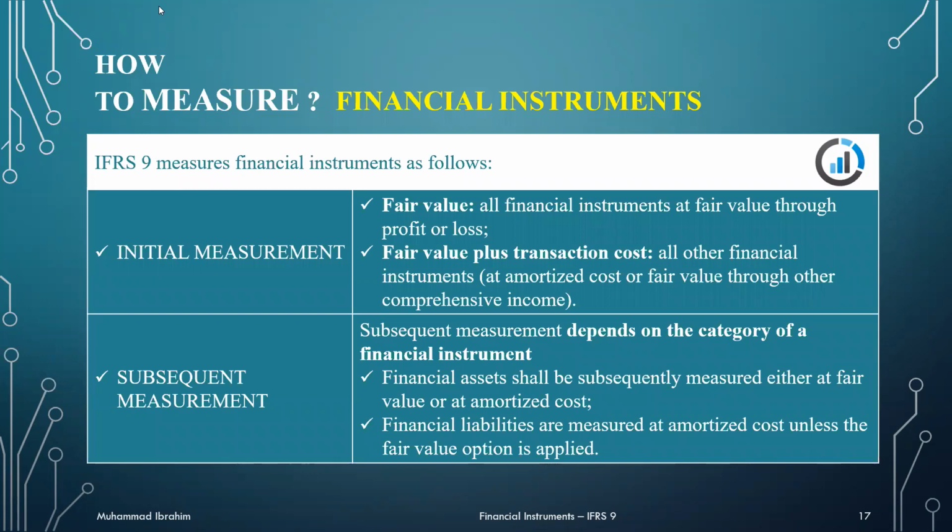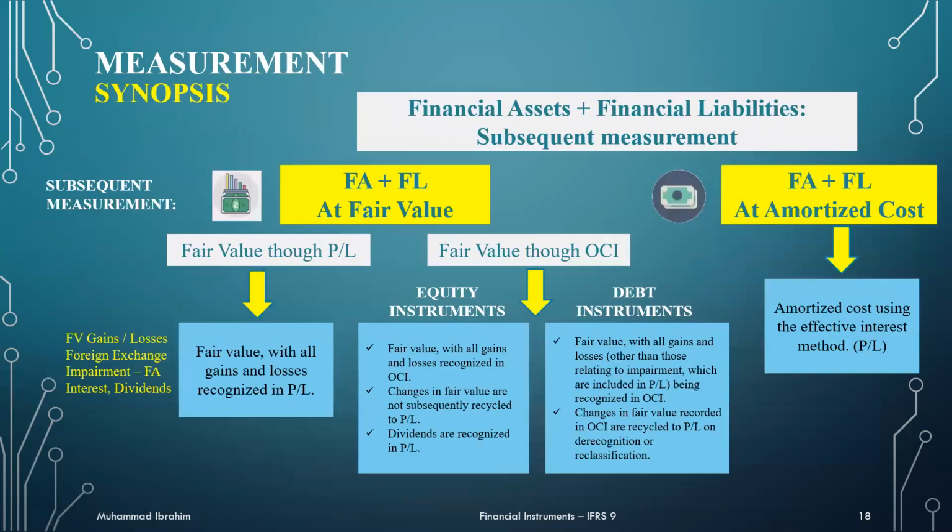I think we should go to the next slide. It will be easy for everyone to understand, because there's a summary and it generalizes it. Yes, this one. Financial asset plus financial liability, subsequent measurement and initial recognition. At initial recognition, all the financial assets and the liabilities will be measured at fair value through P&L plus the transaction cost.